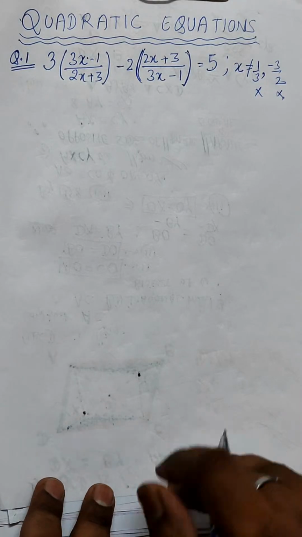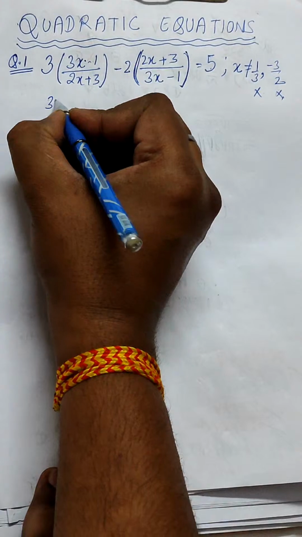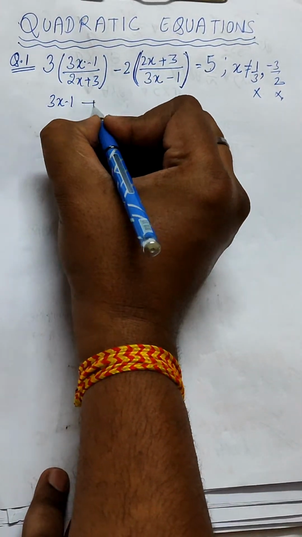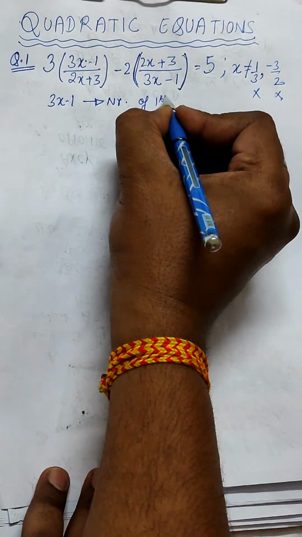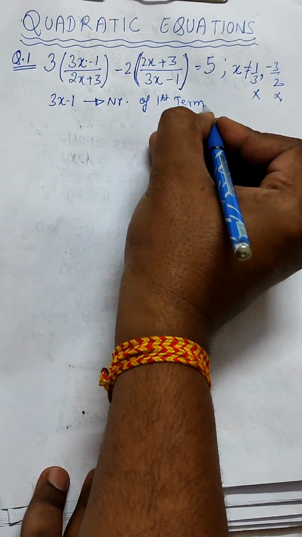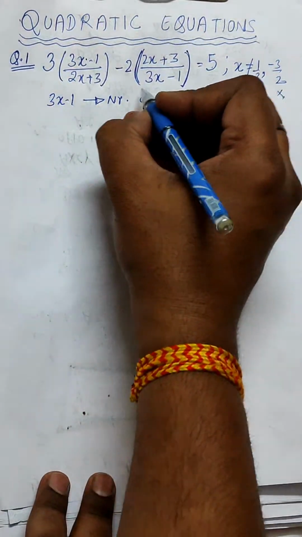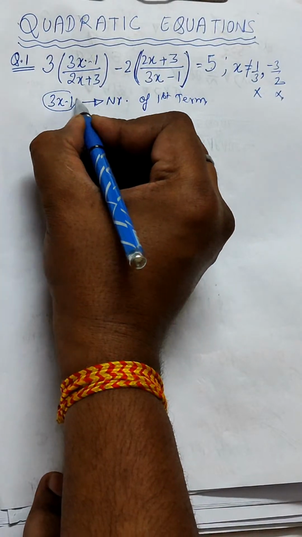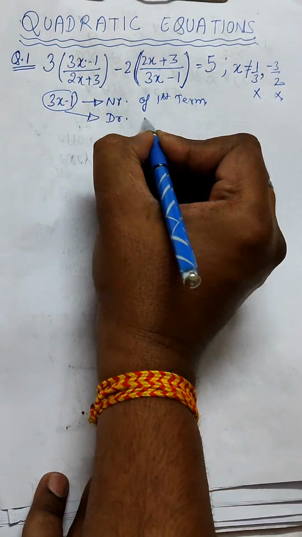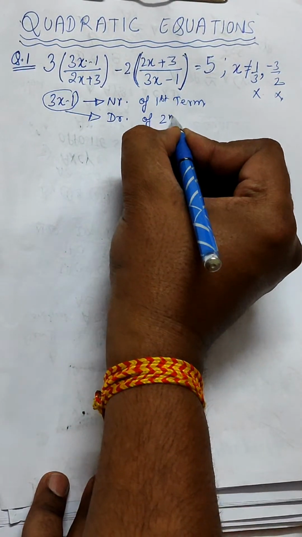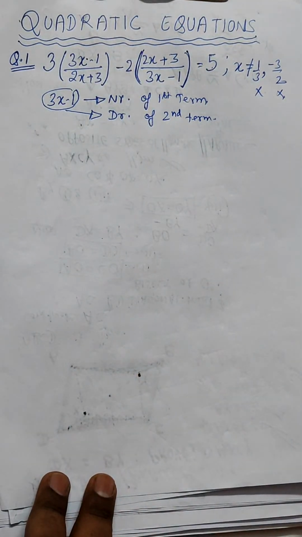Here you can see 3x minus 1 is the numerator of the first term, right? Here you can see 3x minus 1, right? And this 3x minus 1 is also the denominator of the second term, right? That you can see.